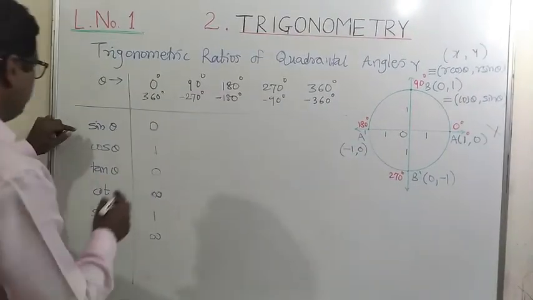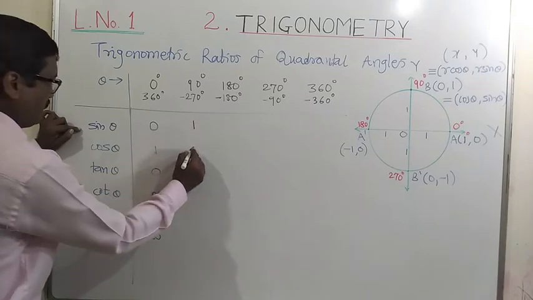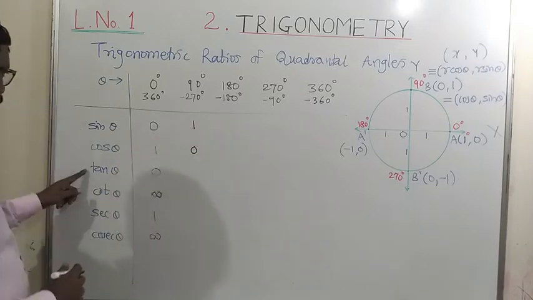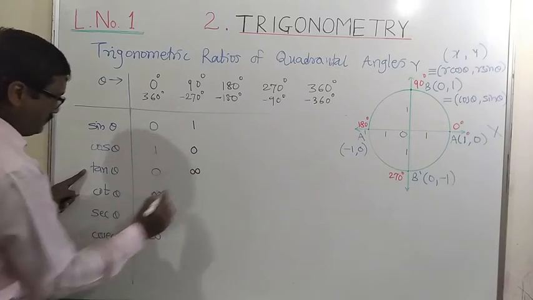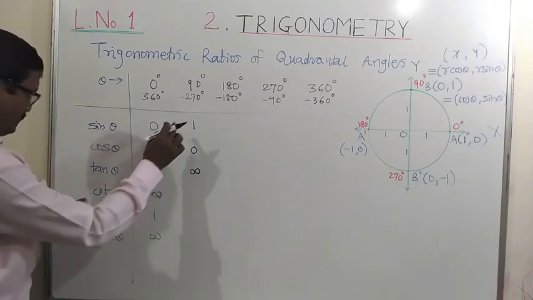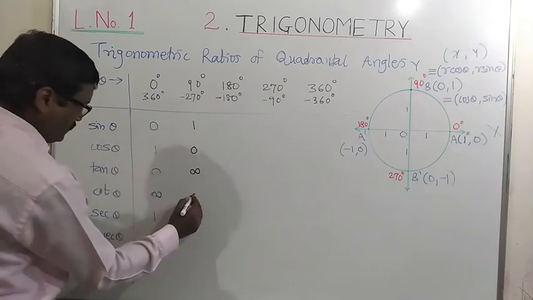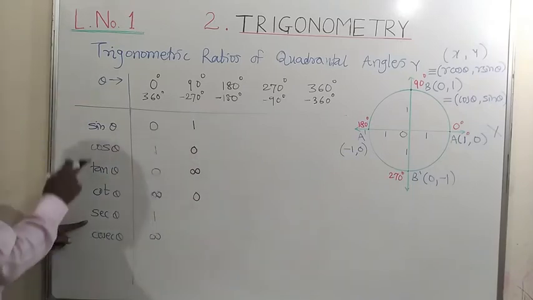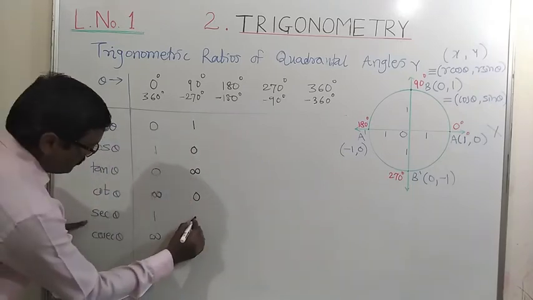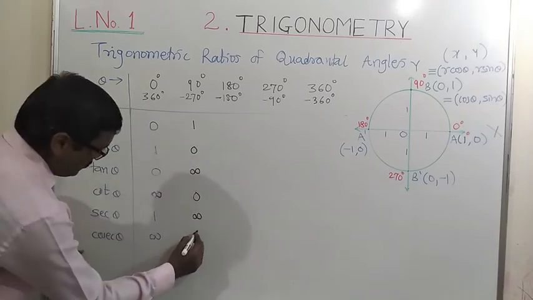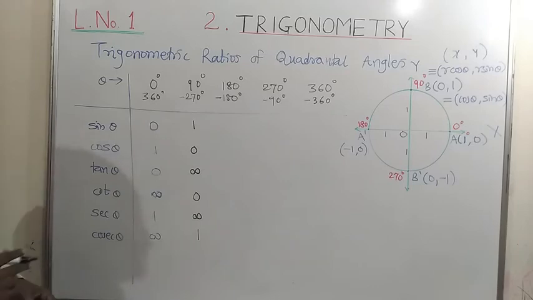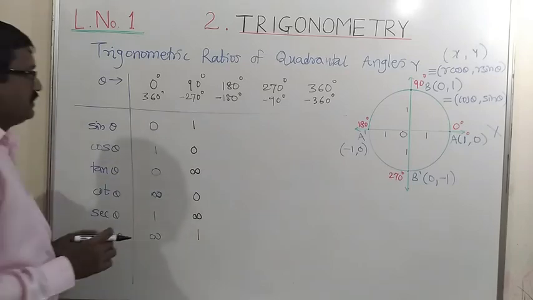So cos theta will be 0 and sin theta will be 1 at this stage. So tan will be sin upon cos, meaning 1 upon 0, not defined. Cot is 0 upon 1, that will be 0. Sec will be 1 upon cos, that is 1 upon 0, not defined. And cosec means 1 upon sin, that is 1 upon 1, so 1. Okay, it's very simple to write all these values.